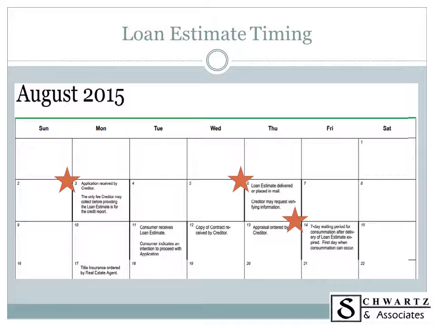Here's a quick example of the loan estimate timing. The application is received by the creditor on Monday. 3 business days elapse, and the loan estimate must be delivered or placed in the mail on Thursday. This is fairly straightforward, just like how we do things today with the initial disclosures.